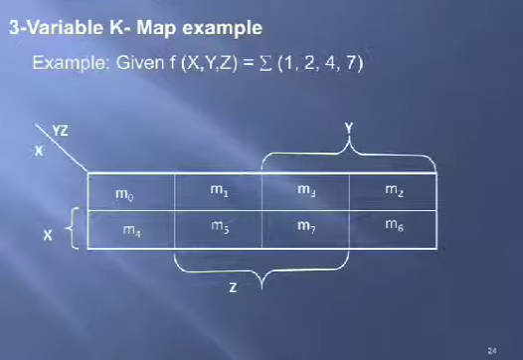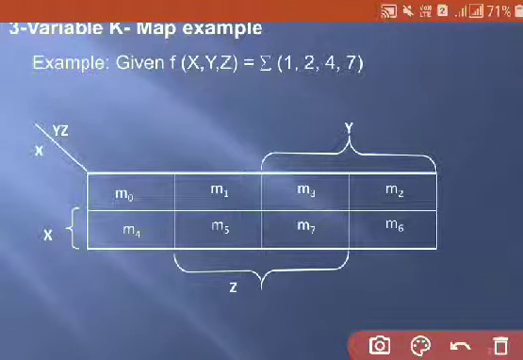Summation m of 1, 2, 4, 7. So this is how the placing of ones in the corresponding cells is done for the given function. Is there any grouping of cells for this example? There is no possibility of an octet, or even a quad, and even pairing is not possible for this combination. There are no adjacent ones, no adjacent cells, whether horizontal or vertical.